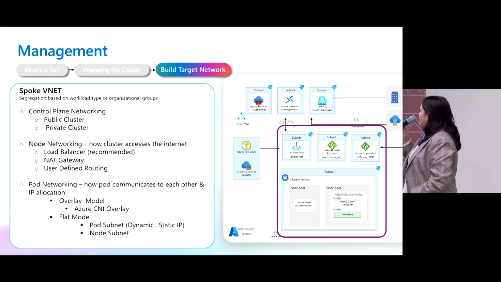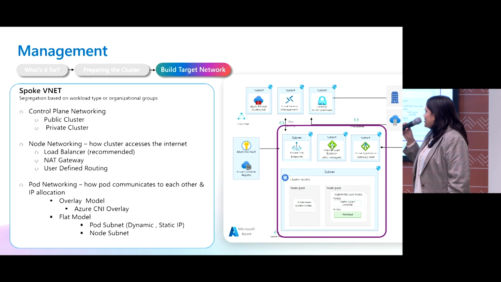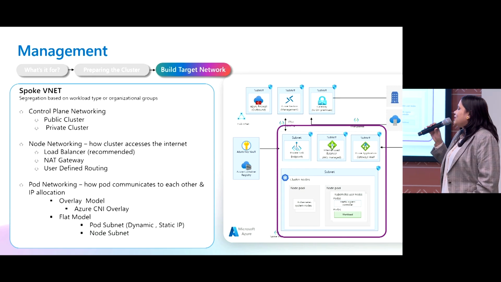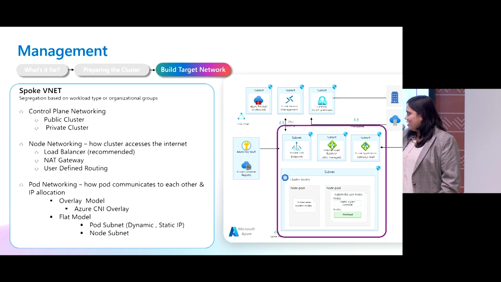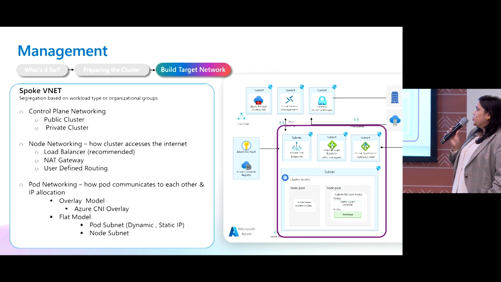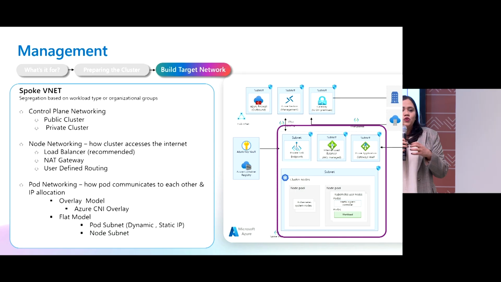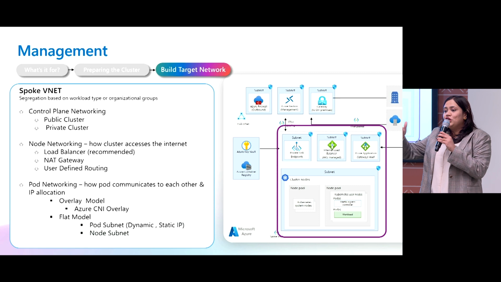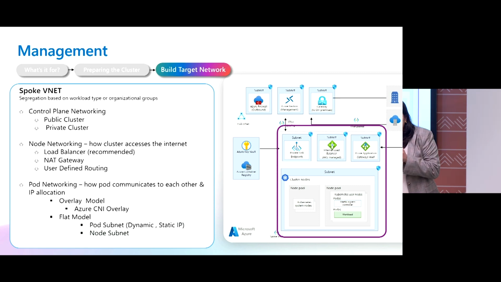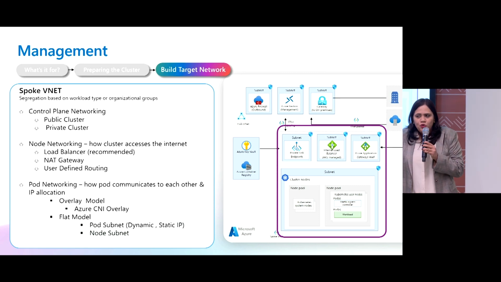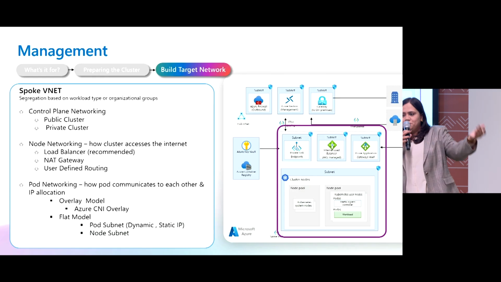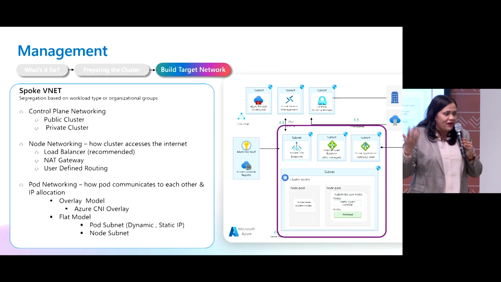Again, because she is going to deploy the AKS cluster, she needs to consider different postures for cluster networking. First one is control plane networking. Control plane networking is basically how your cluster communicates to your API server. There are mainly two options for her. One is a public cluster and the other one being a private cluster.